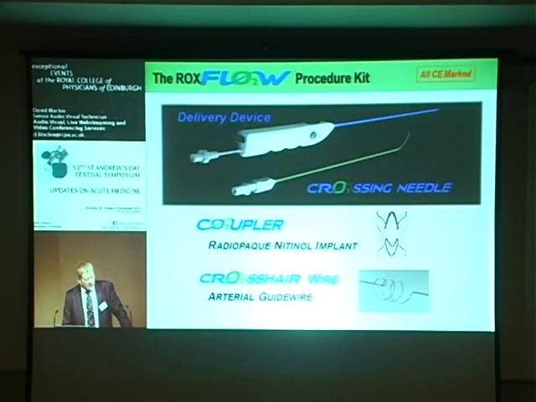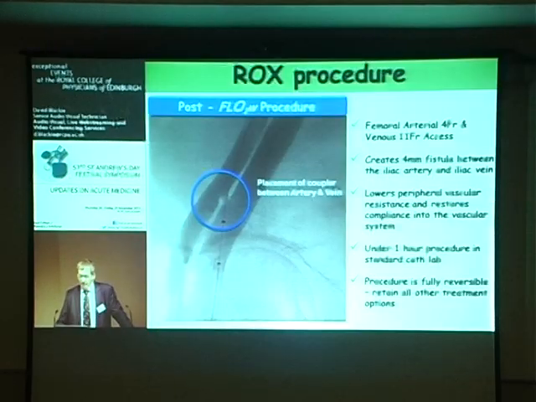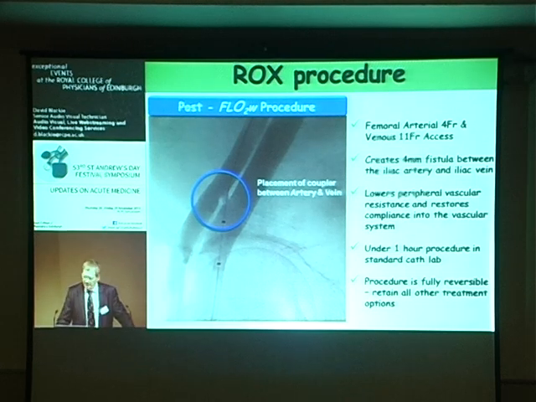Now this is another strange device, and it's rather bizarre that this should come along. This little device is put in percutaneously, and you actually create an AV fistula in your iliac artery. That sounds silly, but this little device is quite easy to put in. It takes about an hour, and you create the 4mm fistula between your iliac artery and your iliac vein. It's called the ROX procedure, and it's said to lower peripheral vascular resistance, restore compliance to the vascular system, and it's fully reversible. And of course, people think, well, that causes high-output cardiac failure, etc. Well, it doesn't seem to.